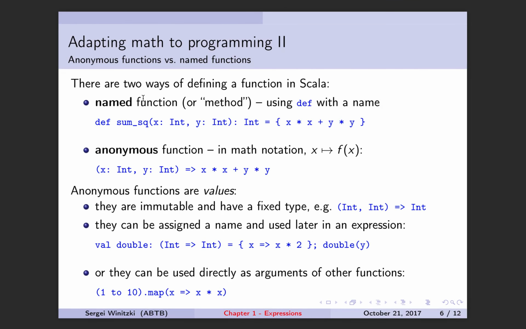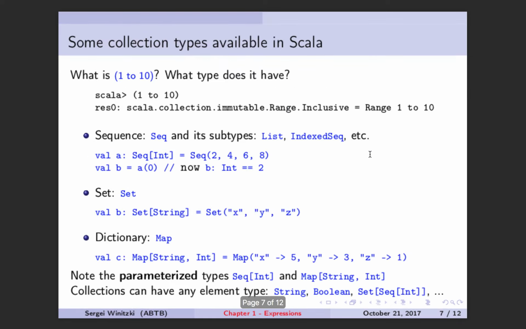Functions can be named or anonymous. Anonymous functions play a very important role in functional programming. Anonymous functions can be used as values and directly given as arguments to functions. I show an example of this in the Scala syntax for anonymous functions. Mathematical notation for anonymous functions sometimes can be seen in some math books, but usually is not emphasized.